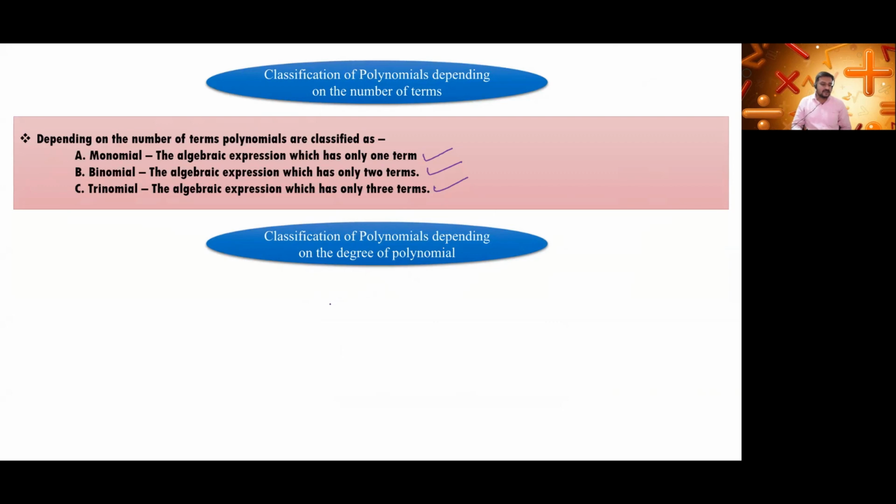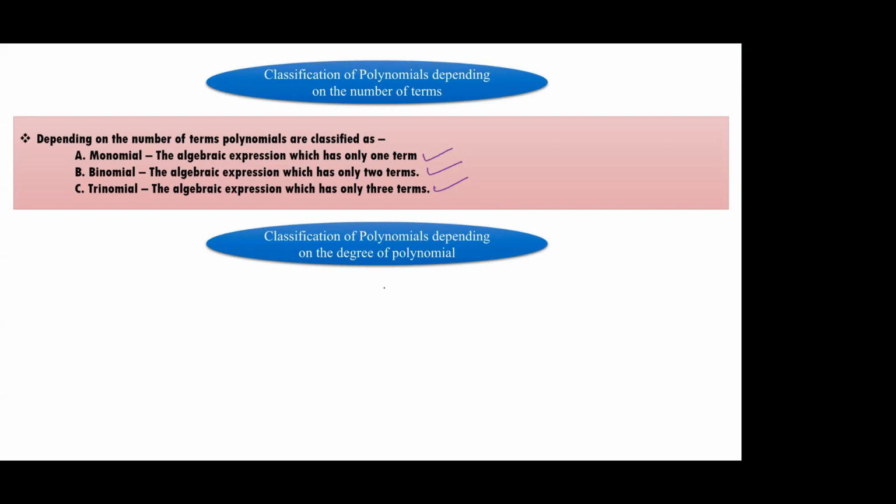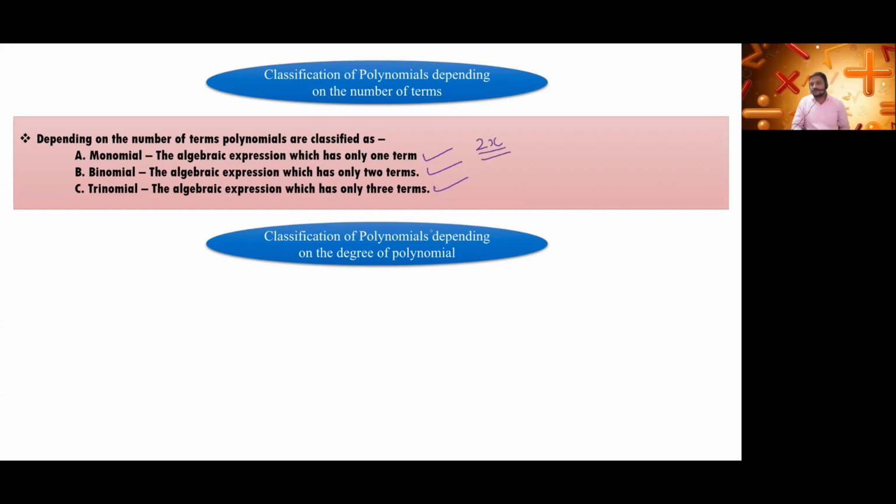Everyone, give me one example of monomial, binomial, and trinomial. Just raise your hand. I will turn on your mic. Give me the examples of monomial. Yes, Veer, bolo. Yes, sir. Sir, monomial's example is 2x. Okay, 2x, correct. It should have only one term.